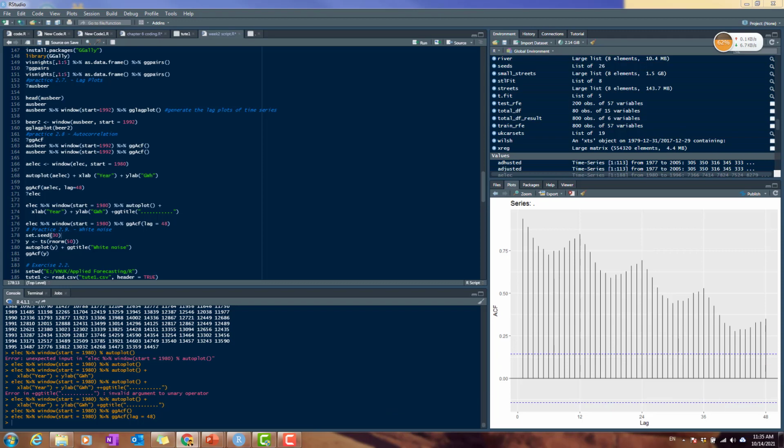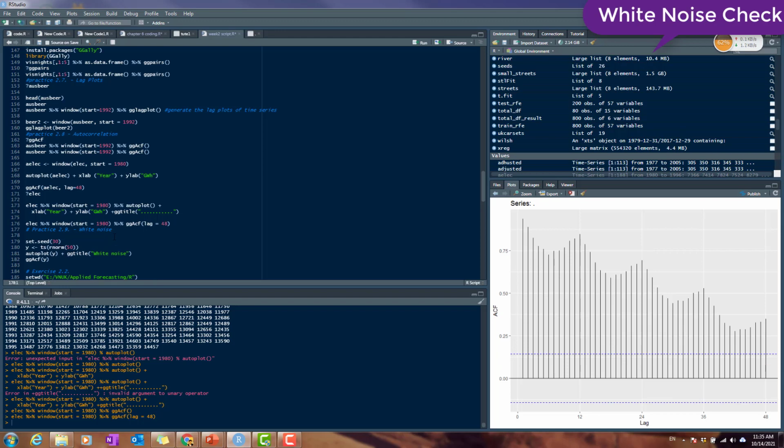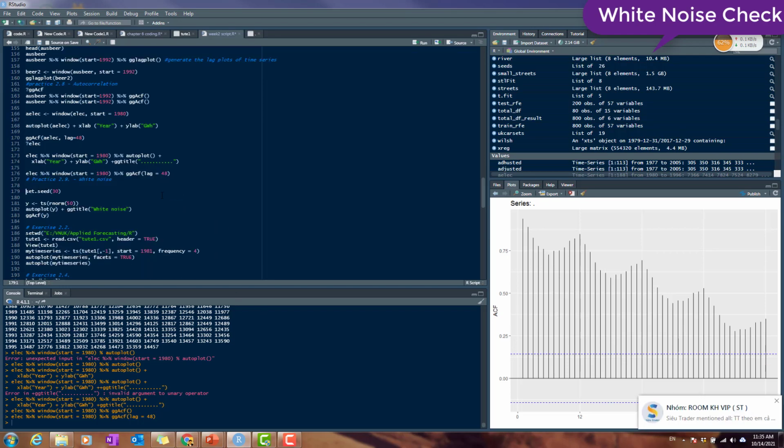Okay, the last section for practice 2.9, white noise. A time series can be called white noise when there is no autocorrelation in the time series data. In the following example, I generate everything by myself randomly, to create a kind of random time series that doesn't have autocorrelation in the data.